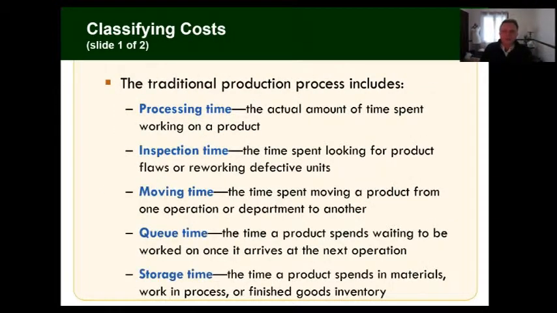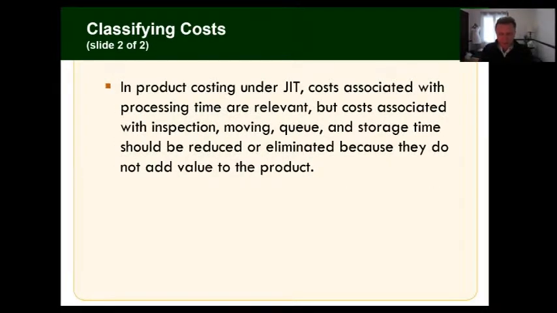So in a traditional production process, you would track processing time, inspection, moving, queue, and storage time. Queue time would be how long something is sitting someplace, a product waiting to be worked on. In a traditional plant, the accounting model doesn't focus on these things, but the process engineers do, for example. This is their language: processing time, inspection, moving, queue, storage. Well, this then ends up mirroring what you focus on from a costing perspective.